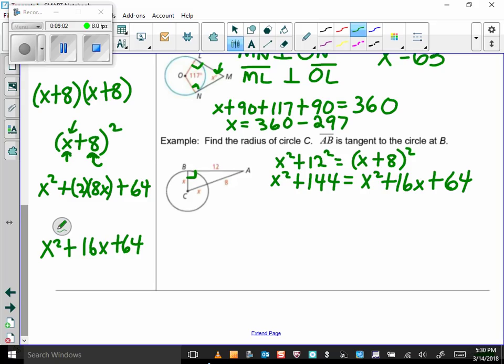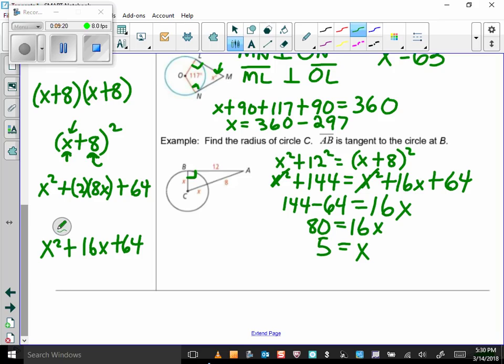Okay, and if we subtract x squared from one side, those are just going to go away. So now I'm going to subtract the 64. 144 minus 64 equals 16x. And what's that going to be? 80 equals 16x. Therefore, x is going to be 5. So the radius of that circle is 5. And hey, look at that. If this is 5, then I've got a 5, 12, 13. I've got an old friend, a Pythagorean triple.